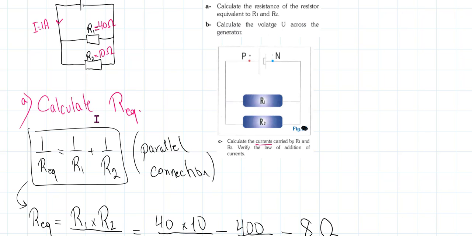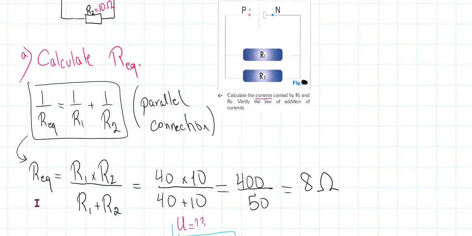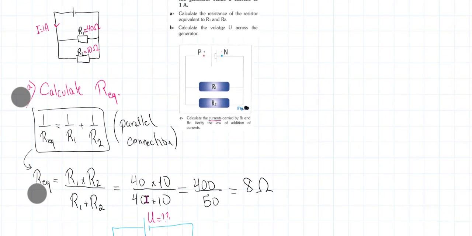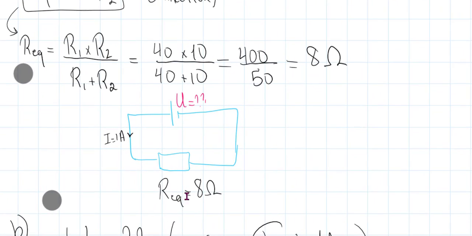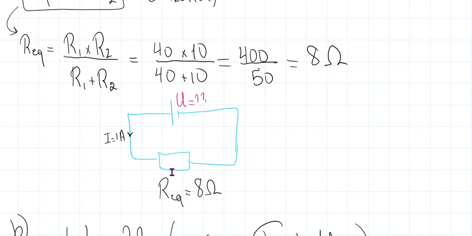The first part: calculate the equivalence of these two resistors. Since they are connected in parallel, we need to use this formula or the simple form. Then we can substitute the values, which is 40 times 10 over 40 plus 10. These values are given in the figure. The answer will be 8 ohms. Then we can draw a new figure, as you can see here, which is one resistor instead of two resistors, and this resistor is connected to this battery.